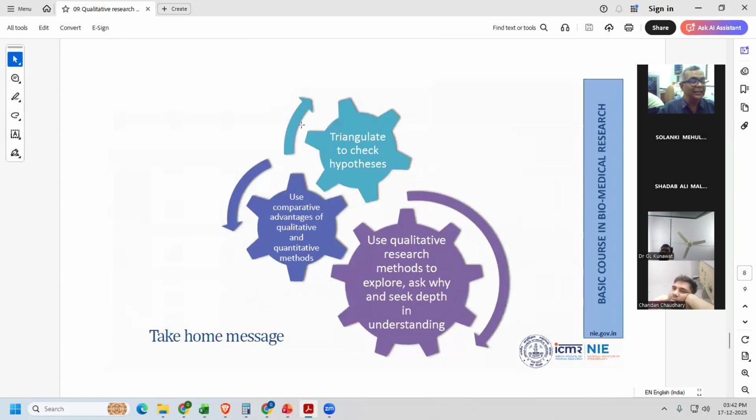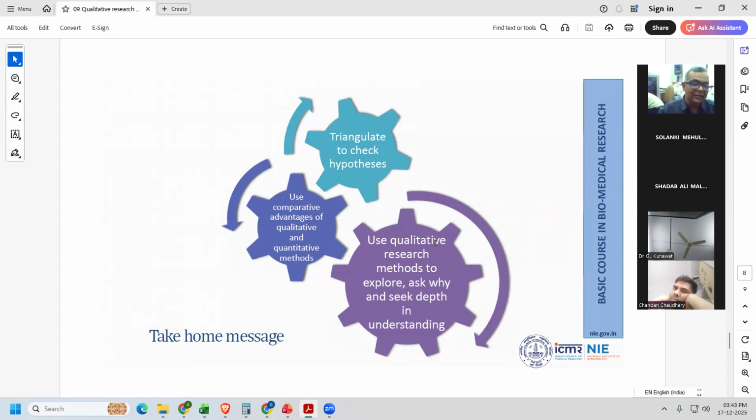Lastly, how is qualitative data or a qualitative intervention useful? It helps to triangulate or check the hypothesis. It is used for the comparative advantage of combining both, to explore and ask why of what is happening, and to seek an in-depth understanding of what the problem is. So this is a nutshell regarding qualitative.